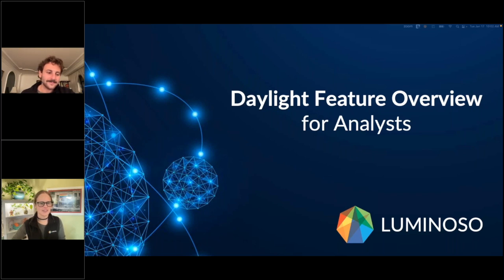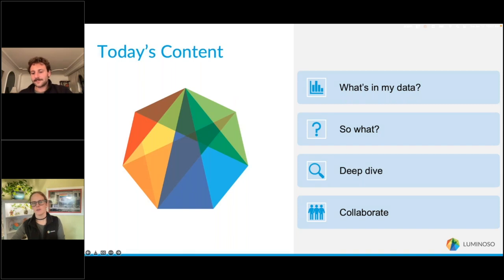So let's start with what we're going to be covering today. We will be covering 4 primary pieces that start with Daylight. We have what's in my data, the 2 primary features that go with that, the so what, the business questions, sentiment and driver pairing, how to deep dive, and then what features we have to collaborate. So that's where we'll be starting today.